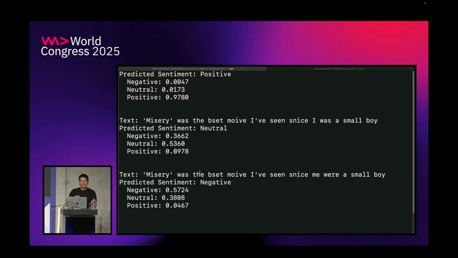Now, let's introduce a grammatical error. "Misery was the best movie I've seen since me were a small boy." And I got this thing to be classified now as a negative, using the most popular sentiment analysis model on Hugging Face, introducing spelling and grammatical errors. I can actually flip this thing all sorts of different ways.